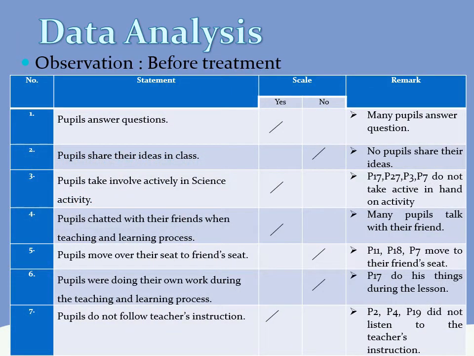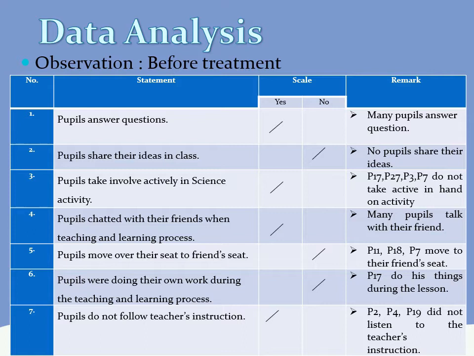For data analysis, for observations before treatment, there are 7 statements. First, pupils answer questions. Second, pupils share their ideas in class. Third, pupils take part actively in class activity. Fourth, pupils chat with their friends during the teaching and learning process. Fifth, pupils move over to friends' seats. Sixth, pupils were doing their own work during the teaching and learning process. Seventh, pupils do not follow teachers' instructions.